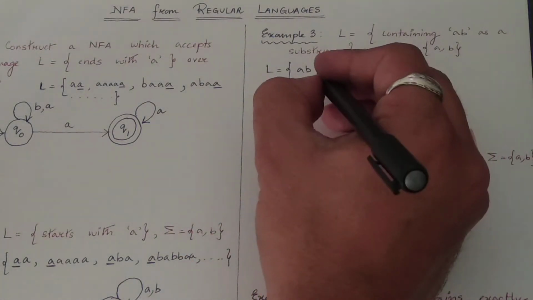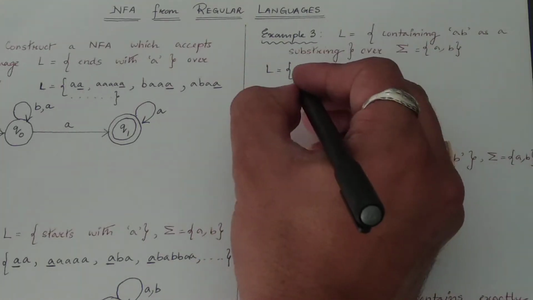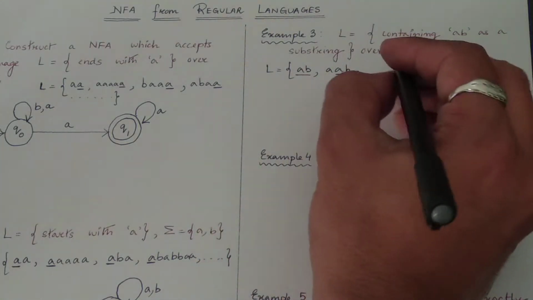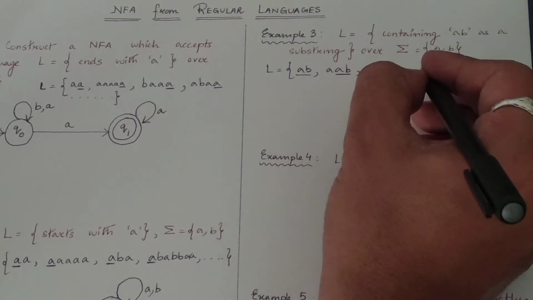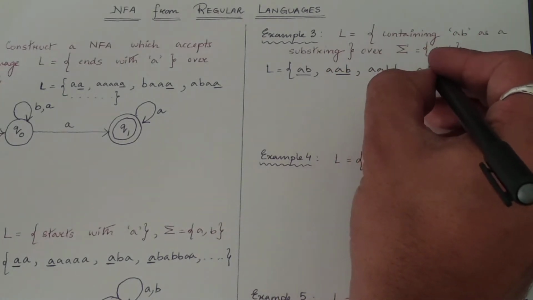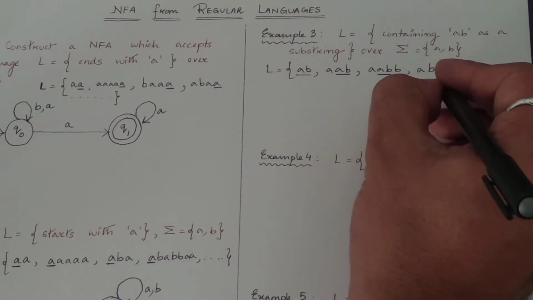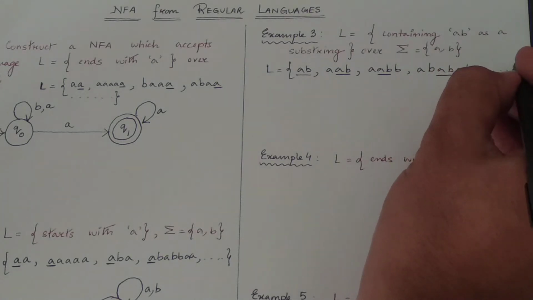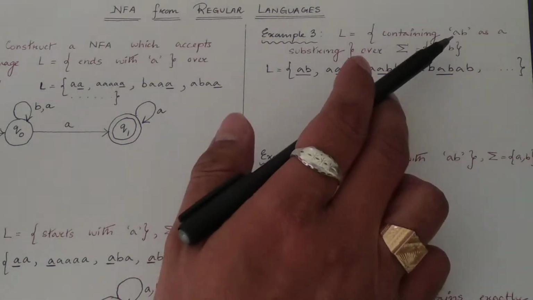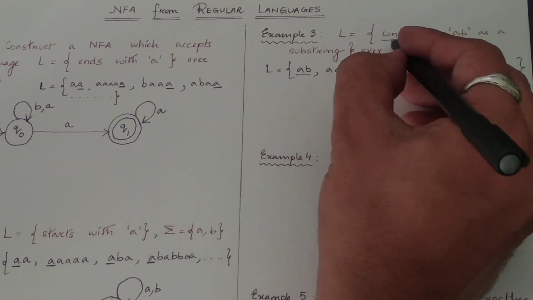Then another one I can write is AAB. This is also possible. I can also write AABB. This is also possible. I can also write ABAB. So here I have strings containing AB. I just have to check whether a particular string contains the substring AB or not. That's it. So the restriction is that AB is a must.